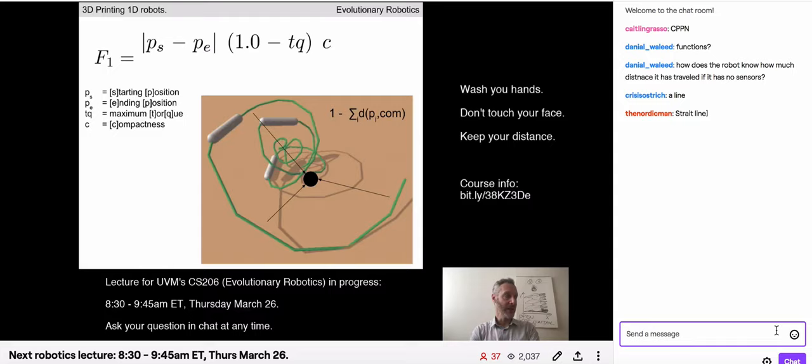Absolutely. The least compact robot you can imagine is a straight line. So they kind of threw this term in here probably to get some interesting shapes. You could imagine that if you're selecting for something that travels a long way and uses relatively little torque, if you did not have the C term, what kinds of shapes do you think you would get, and what kinds of behavior would those shapes be capable of? So if you weren't selecting for compactness, but you were selecting for distance and minimal torque, what kinds of forms and functions might you get?